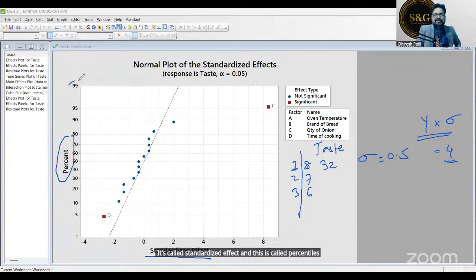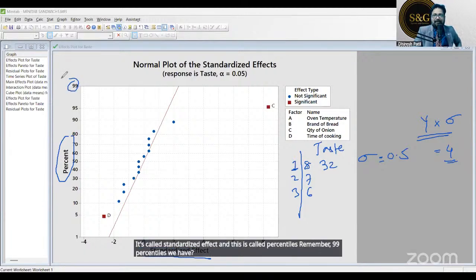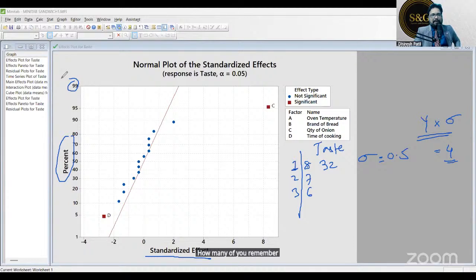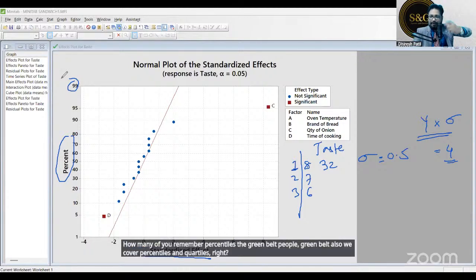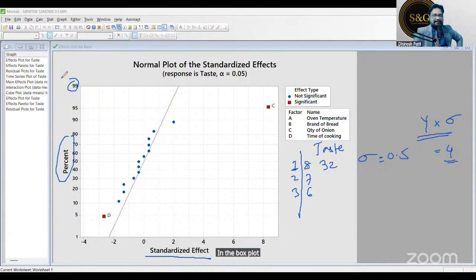Remember 99 percentiles we have? How many of you remember percentiles? The green belt people, in green belt also we cover percentiles and quartiles, right? In the box plot. Yes, you remember that? Everybody? Super, super. So what does this tell us?